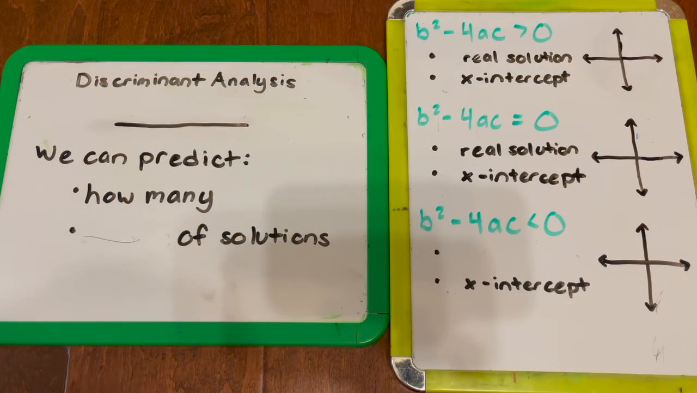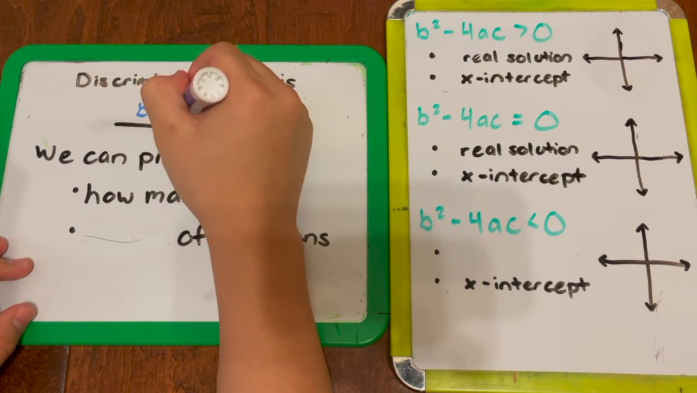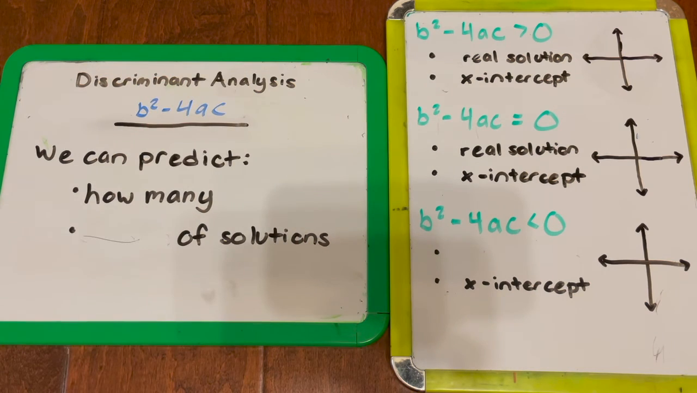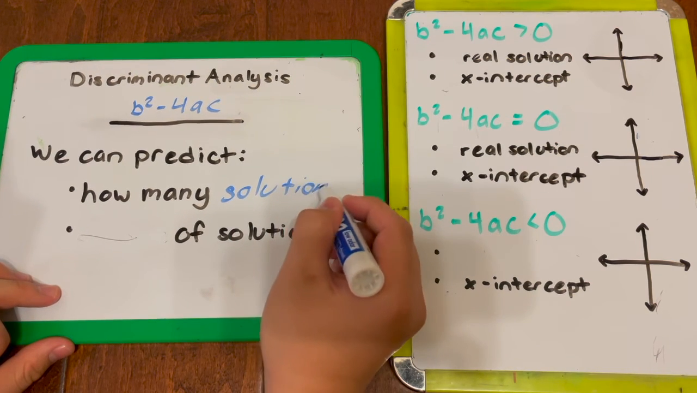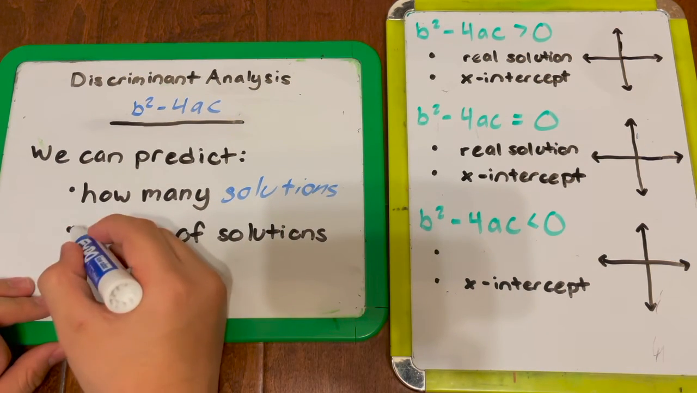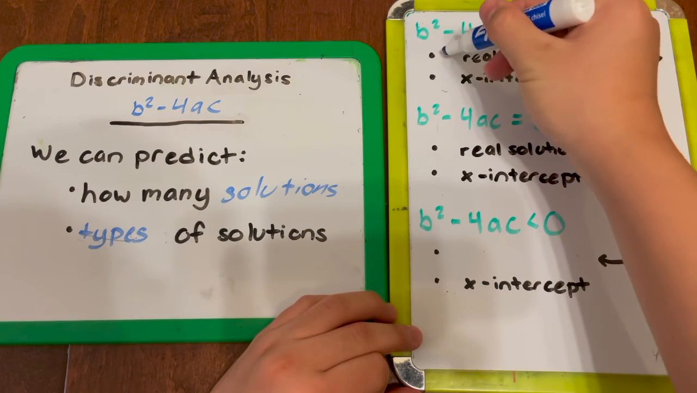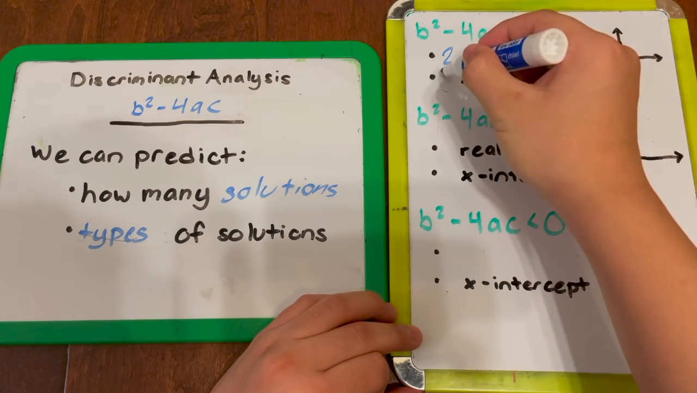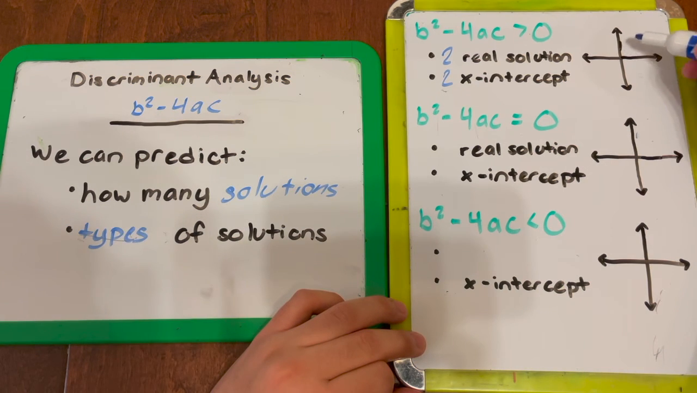Alright, to summarize the discriminant analysis, the discriminant is b squared minus 4ac. And with the discriminant analysis, we can predict how many solutions there are and the types of solutions in the quadratic. If the discriminant is greater than 0, there are a total of 2 real solutions with 2 x-intercepts, making it positive. And an example would look like this.